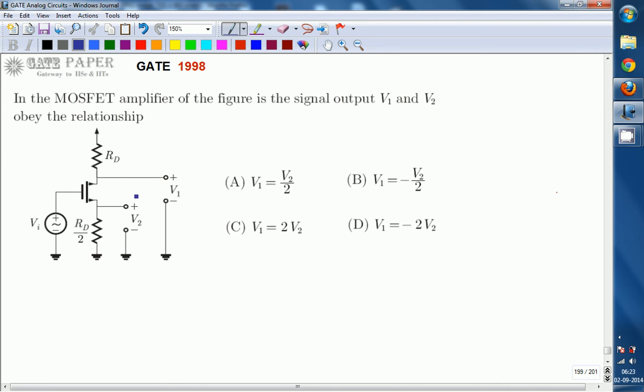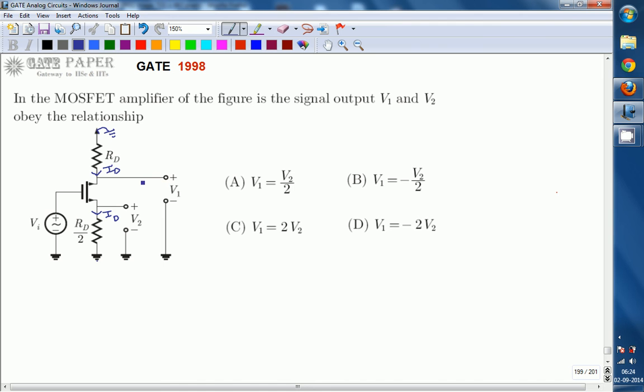We are going to calculate V1 and V2 in terms of AC. For AC this will be treated as ground, and for AC this is also ground. So there is a drain current flowing through this one. ID is the drain current. The same drain current also flows through the source, so that ID flows in both resistances, RD as well as RD by 2.